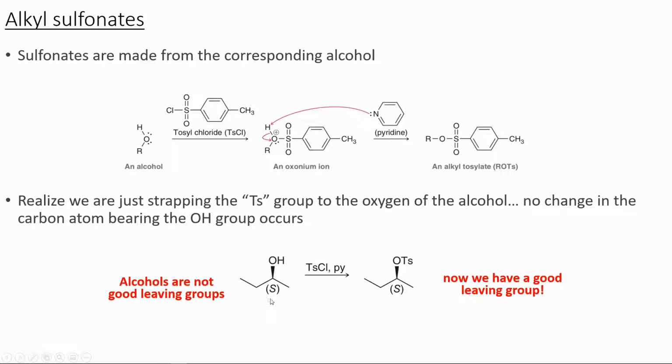An alcohol is a relatively poor leaving group. However, we can convert it to a good leaving group using this reaction. We can take an alcohol, convert it with tosyl chloride and pyridine to its tosylate, and now we have a good leaving group that can be converted to other molecules using an SN2 reaction.